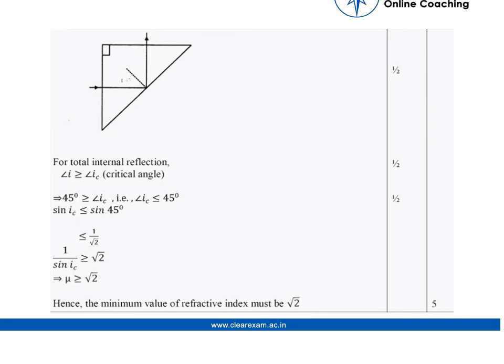Now, a ray of light incident normally on one face of a right isosceles prism is totally reflected as shown in given figure. So, for total internal reflection, angle of incidence is greater than critical angle. So 45 degree is greater than critical angle, which means that sine of critical angle is less than sine 45 degrees. So putting the value of sine 45 as 1 by root 2, we get mu is greater than or equal to root 2. Hence minimum value of refractive index must be root 2.